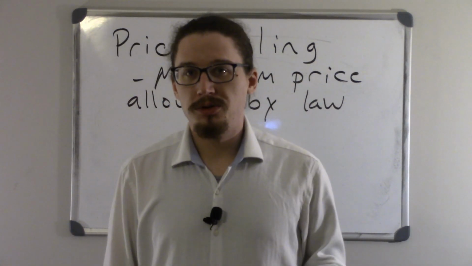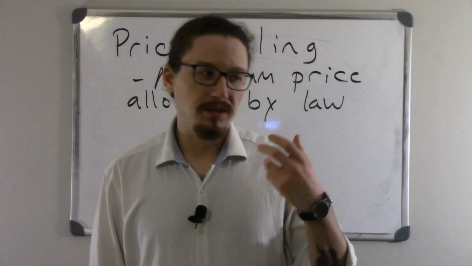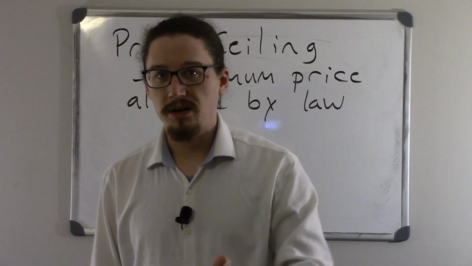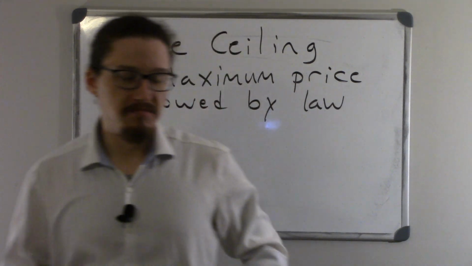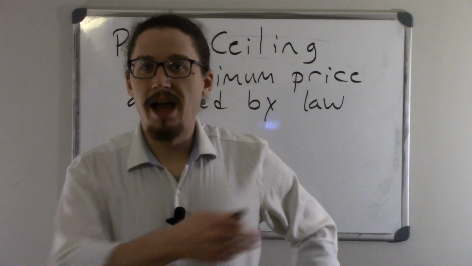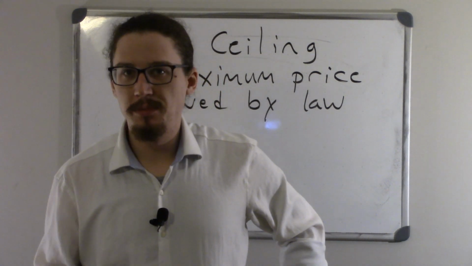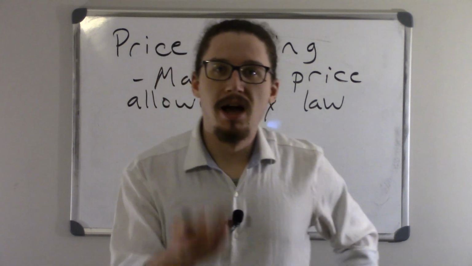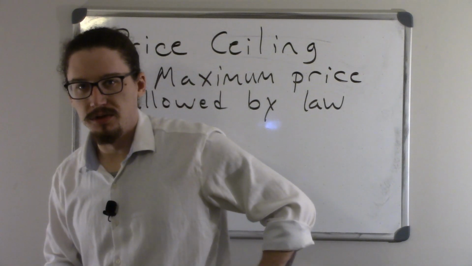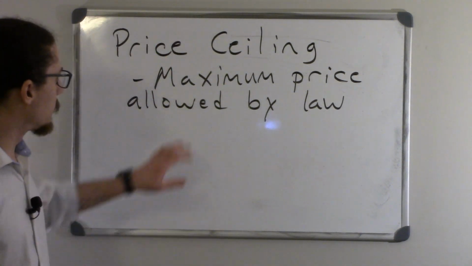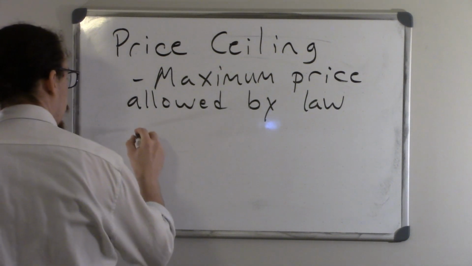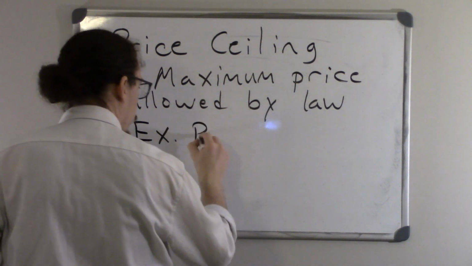However, it's not just the producers that are affected, because not only can producers not charge a higher price, consumers can't offer a higher price. So even if it's something that you really need, you can't outbid somebody that doesn't need it as badly by offering a higher price. We're going to talk about that in a future video. But that is what a price ceiling is. Probably one of the best known examples of price ceilings would be rent control.